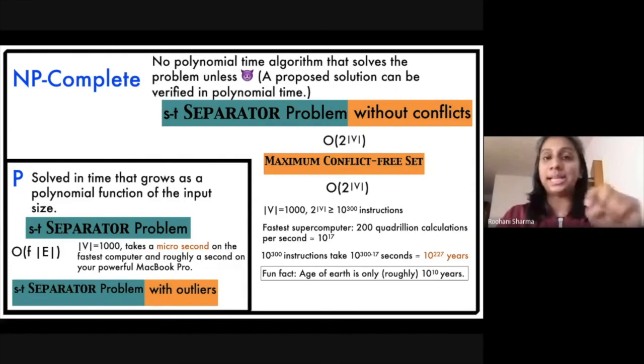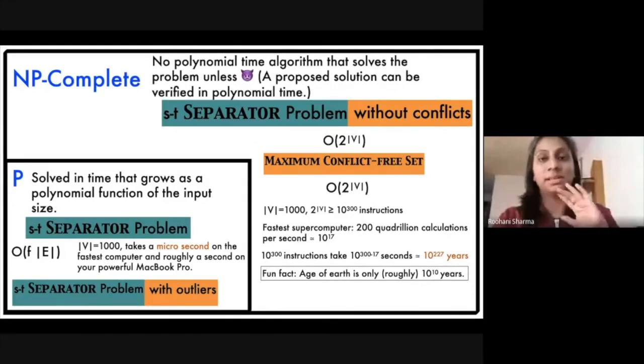So again, on the same sized input, this problem takes a microsecond to run on the fastest computer and roughly a second on your nicely configured MacBook Pro. So that's why having exponential time algorithms for problems is something that's highly undesirable, because the running times blow up even for very small values of input, which is like 1000 in this case.